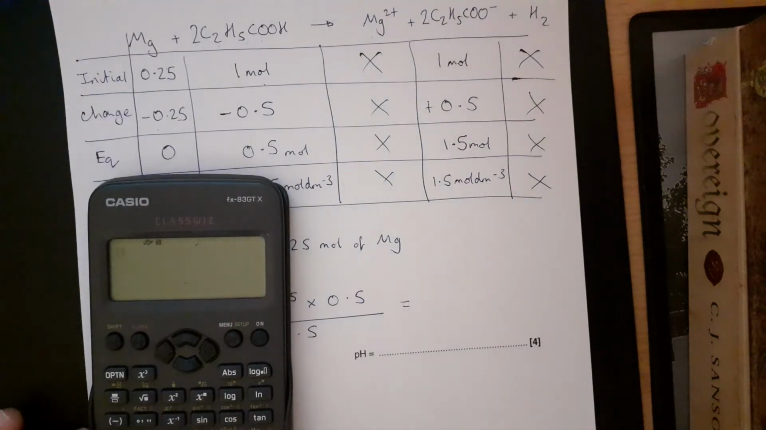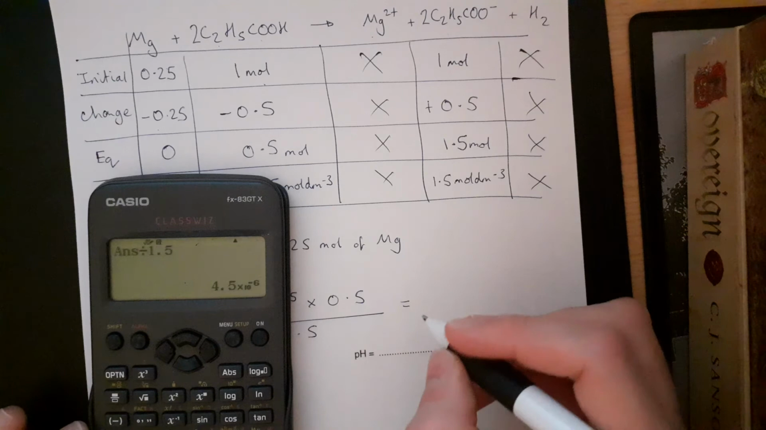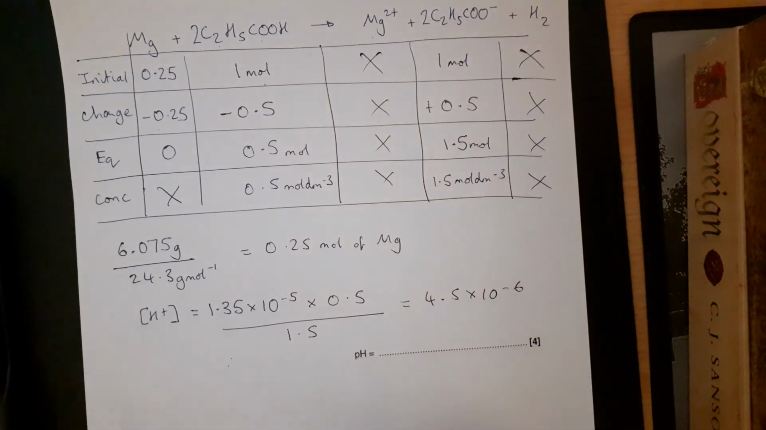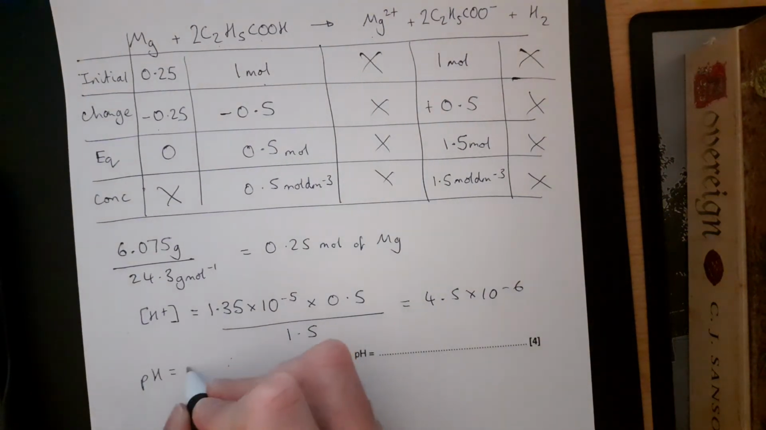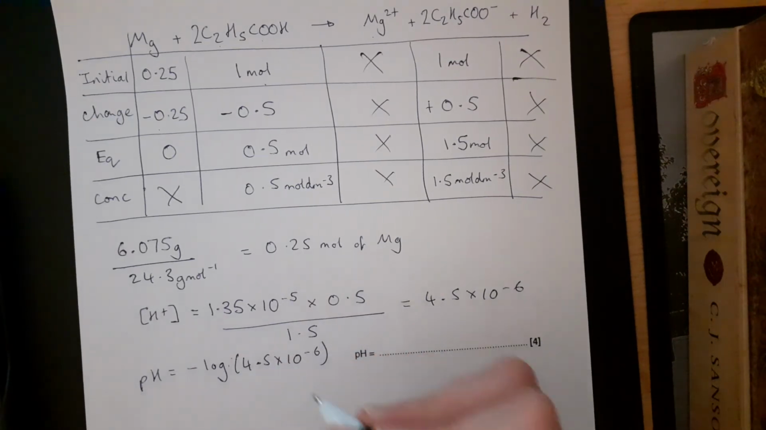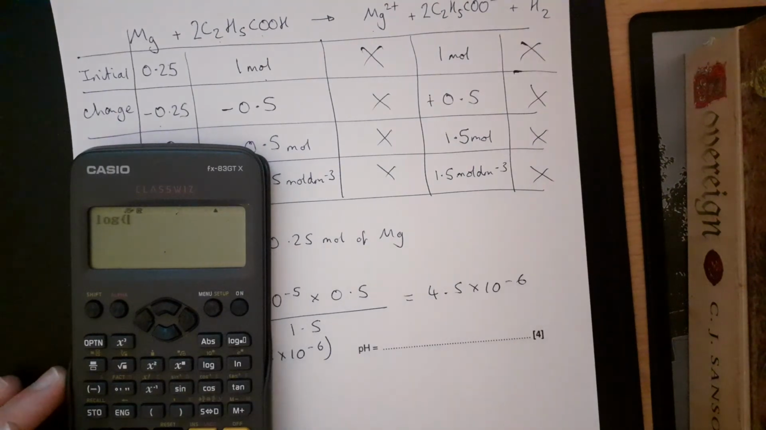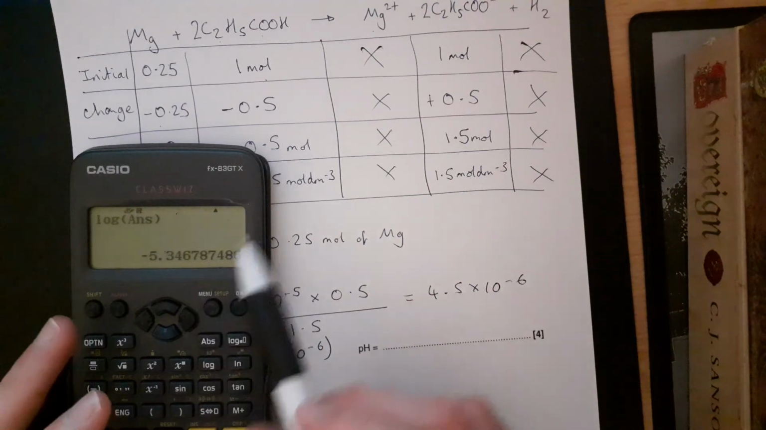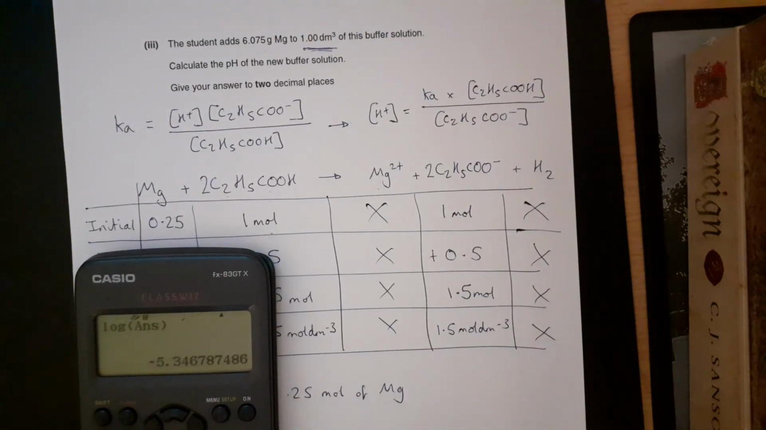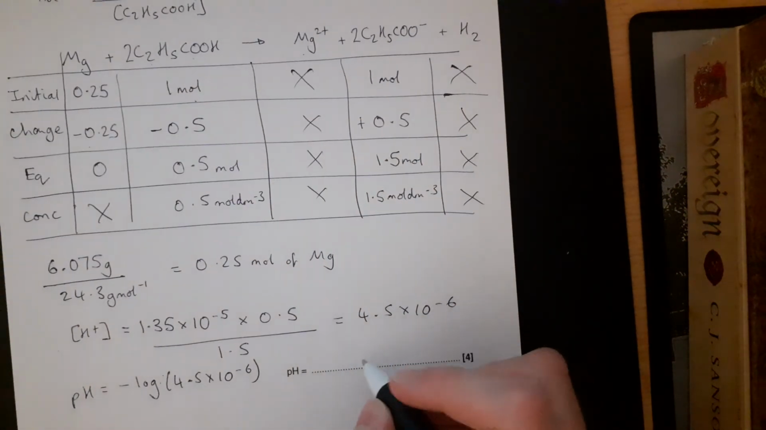So let's work that out. 1.35 times 10 to the minus 5 times 0.5 divided by 1.5. And we get 4.5 times 10 to the minus 6. So therefore, the pH is going to be the negative log of 4.5 times 10 to the minus 6. Let me work this out. So we just do the log of that and then put a minus sign in front of it. So it's going to be 5.34. What are we doing? We're doing it to 2 decimal places. So we should be looking at 5.35 for our answer here.